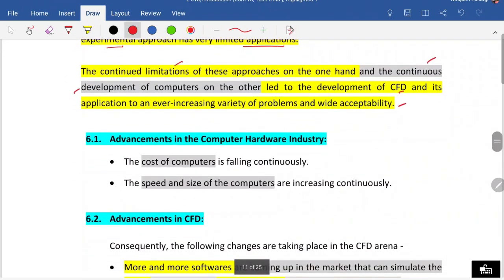Now, what are the advancements in computers which have taken place? One is the cost of computers, and the second is the speed and size of the computer. Both things have taken place. The cost of the computer has come drastically down, and on the other hand, the speed and size of the computer has gone very, very high.